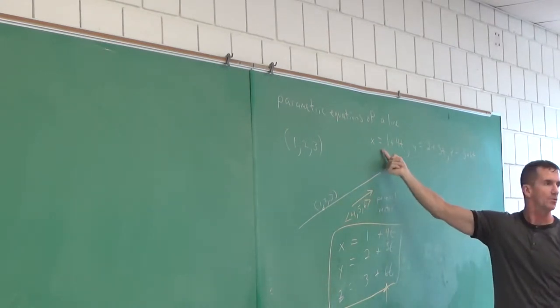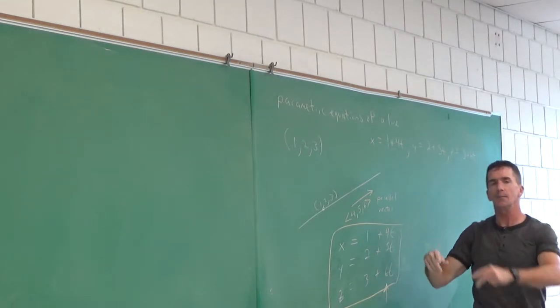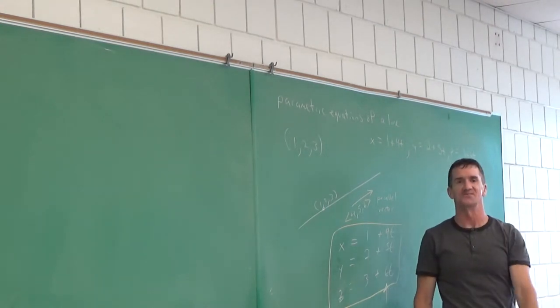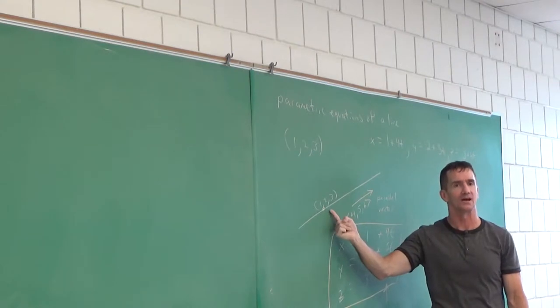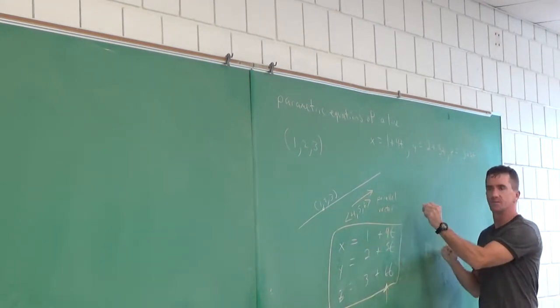So I want to point out, I have just described this line in three-dimensional space. Now, how many points do you think are on that line? Infinite? I love how she said that. Do you all agree? Now, I gave you one, but how many points are on this line? Infinite amount. Can we find like three of them real quick? Sure, let's make a little table.